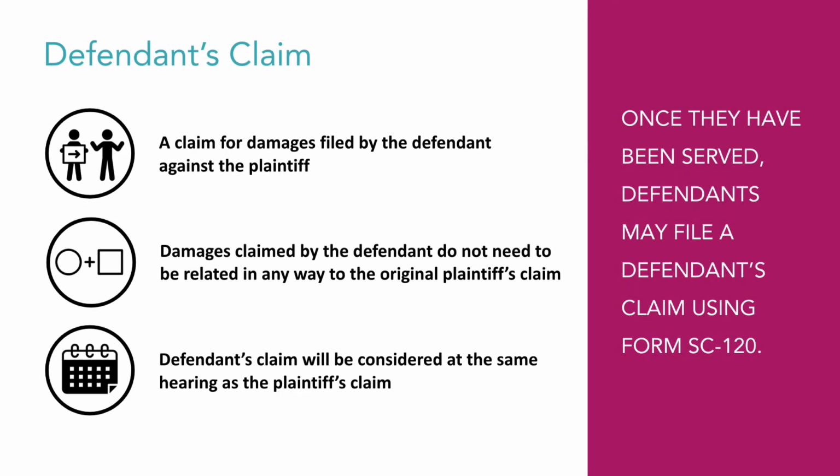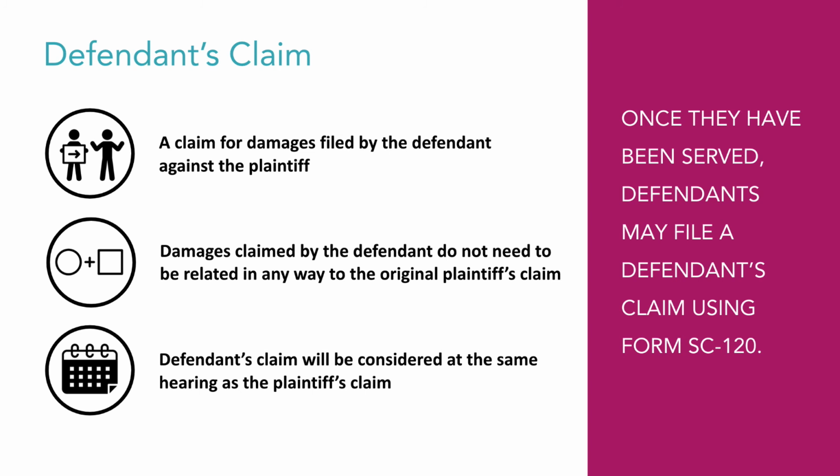If a person is named as a defendant in a small claims case, they have the option of filing a defendant's claim, which will be heard together with the plaintiff's original claim on the court date. A defendant's claim is a request for damages from the plaintiff. A defendant's claim may be related to the plaintiff's original claim, or it may concern an unrelated event. Either way, the defendant must complete SC-120 to file their own claim. If the defendant decides to proceed with a claim of their own, they must submit it to the court and serve papers on the plaintiff following most of the same rules as the plaintiff's claim, but with shorter time requirements.